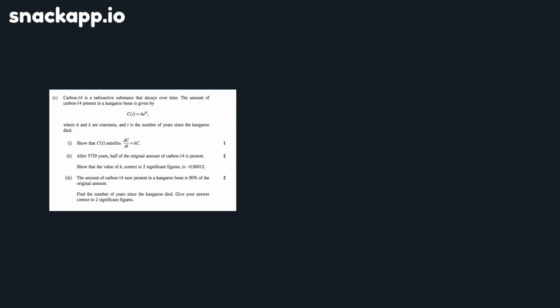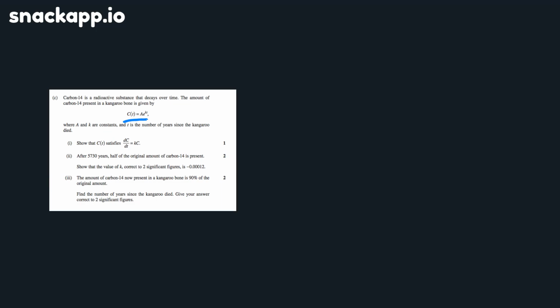So question C is a three-part question. So let's talk about it quickly. This is a growth and decay question. They're talking about the radioactive isotope carbon-14, and the amount that is in kangaroo bone being governed by this equation. Here, C of T is equal to A e^(kT), where A and k are constants, and T is the number of years since the kangaroo died.